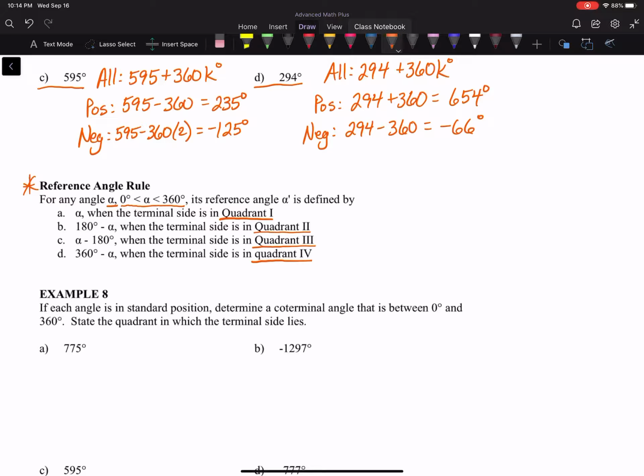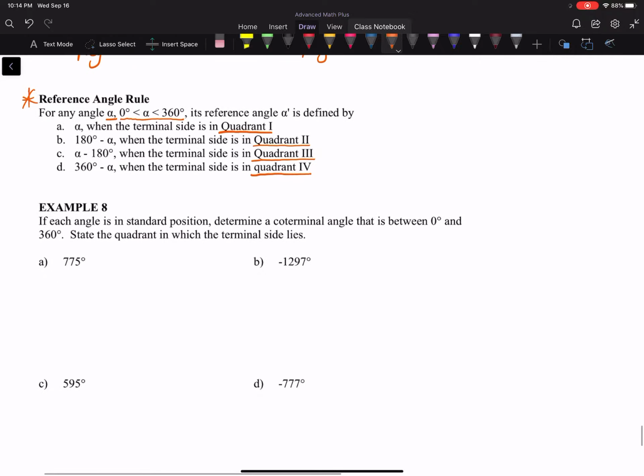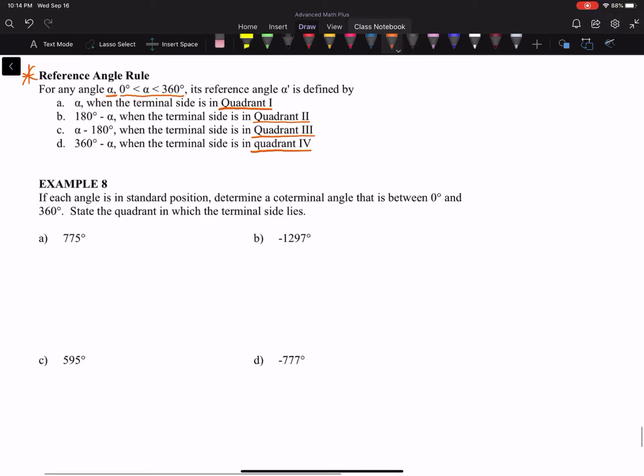So I'm going to add this example 8. I'm going to add a little bit to our directions here, and we're going to find the reference angle as well. We're going to determine a coterminal angle that's between 0 and 360. We're going to state the quadrant that the terminal side lies in, and we're going to find the reference angle. So don't forget what your quadrants are.